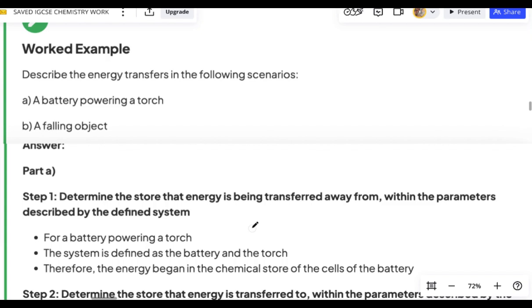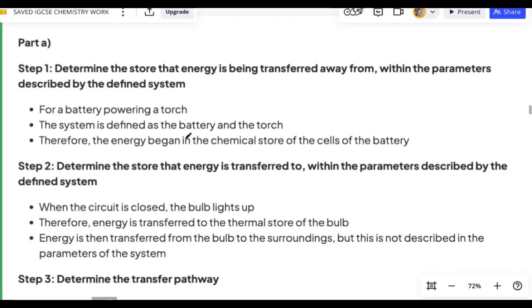Describe the energy transfer in the following scenarios. A battery powering a torch. The energy in a battery is chemical energy. So the energy is transferred from the chemical store of the battery to the light store of the torch, right? Then we have a falling object. For a falling object, energy is transferred from the gravitational store of the object to the kinetic store of the object as it falls from a height. Okay, so these are the systems.